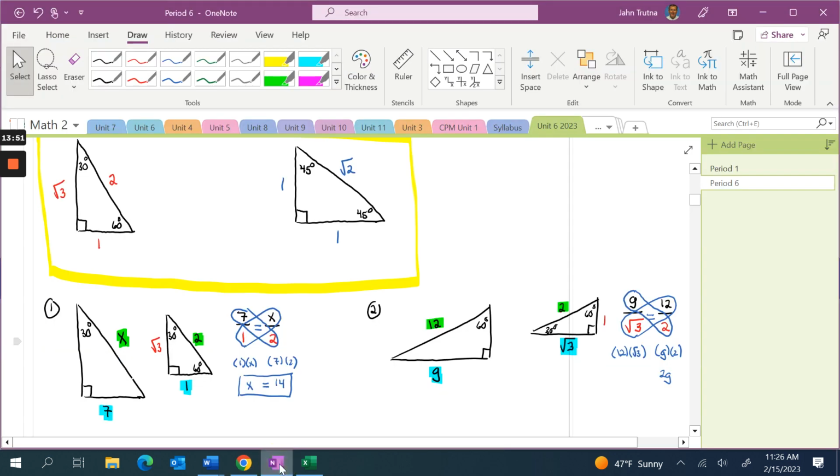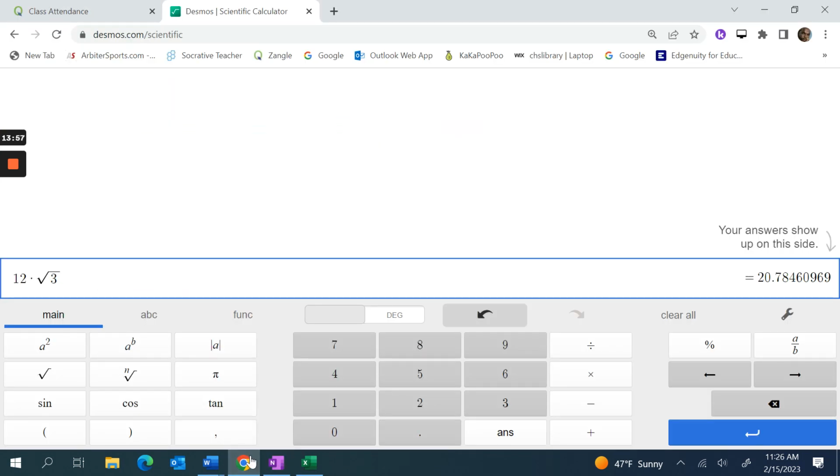And when you write this right here, this 12 and square root of 3, that means 12 times the square root of 3. You can see the answer is a really long decimal, 20.78460969. You should try this on your calculator. 12 times the square root of 3.